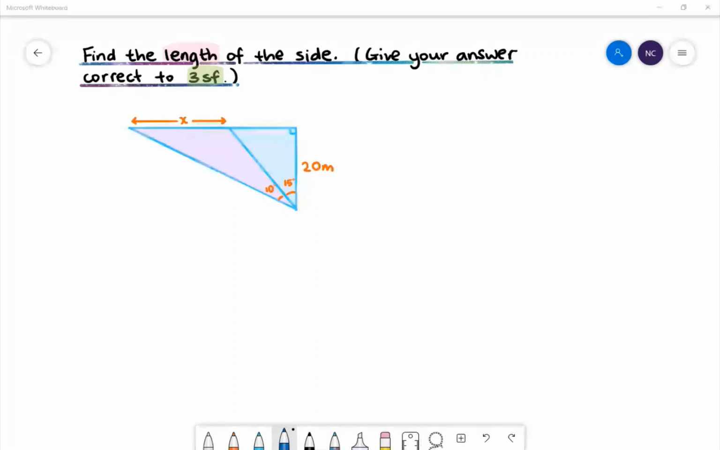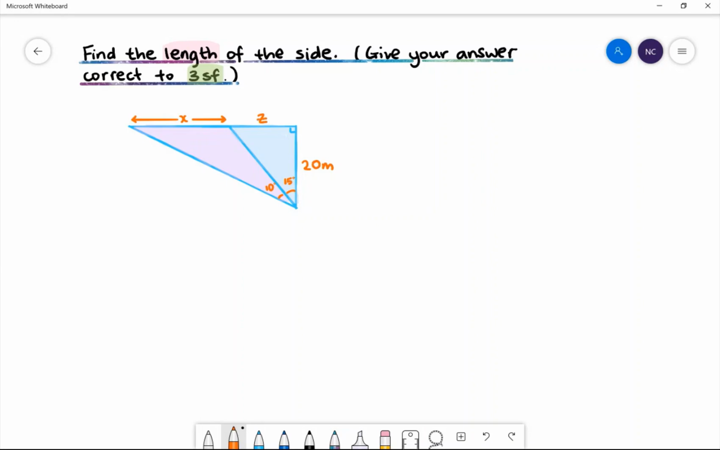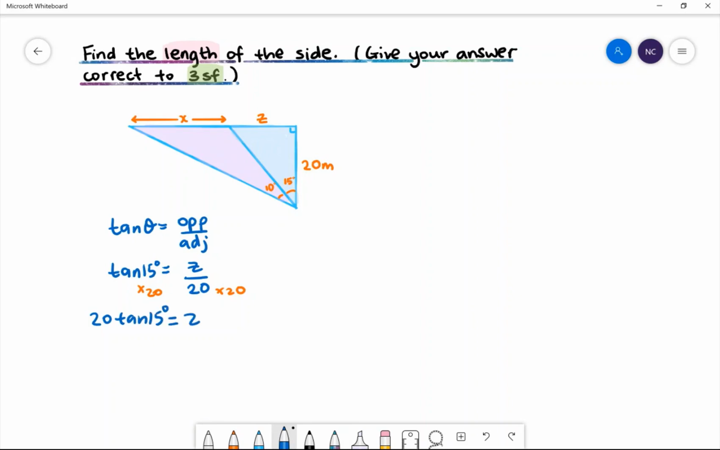First, we need to find the side opposite 15 degrees. We'll call this side z. We'll use the tan ratio for the blue triangle. So we'll have tan theta is equal to the opposite side divided by the adjacent side. In the blue triangle, theta is 15 degrees. So we have tan 15 degrees is equal to the opposite side, which is z, divided by the adjacent side, which is 20. To remove 20 from the denominator, we'll multiply both sides by 20. We'll then have 20 tan 15 degrees equals z. Again, we'll leave that as it is. If you evaluate it now on the calculator, you may experience rounding problems later.